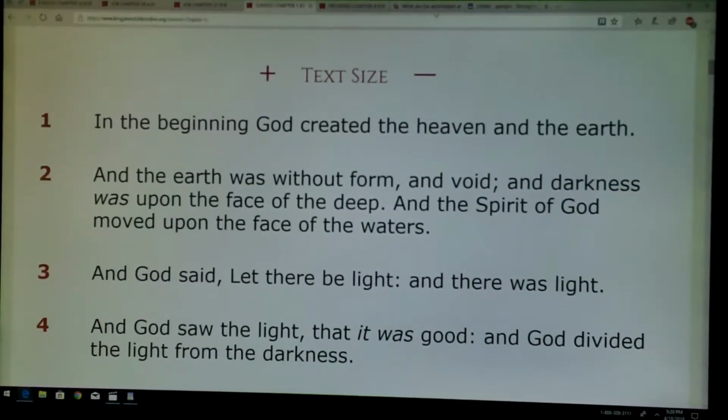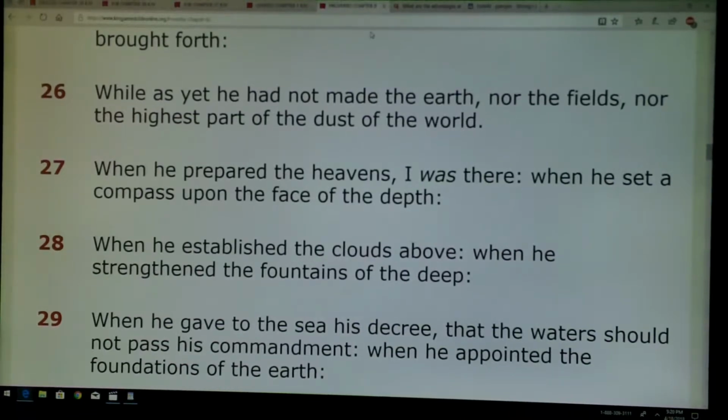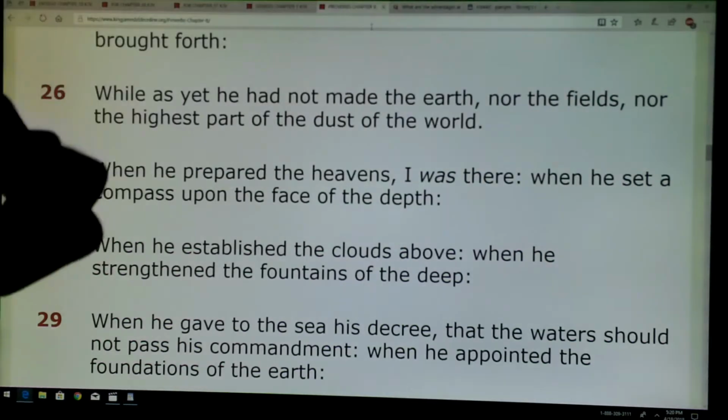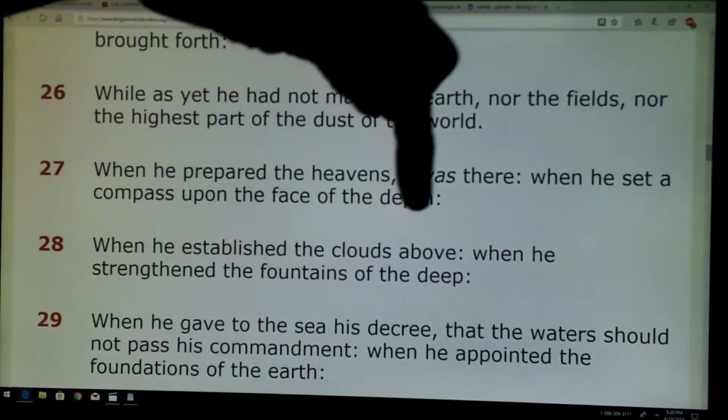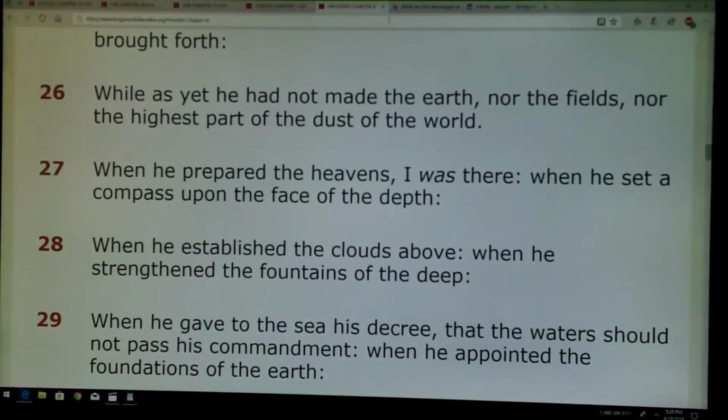Oh, something else about that face of the deep. Got to get this in here. It's very important. In Proverbs, it's in a circular. So it's the face of the deep. It's a face, but it's circular. Right? It's circular like a pizza. Right? So let's read about that.